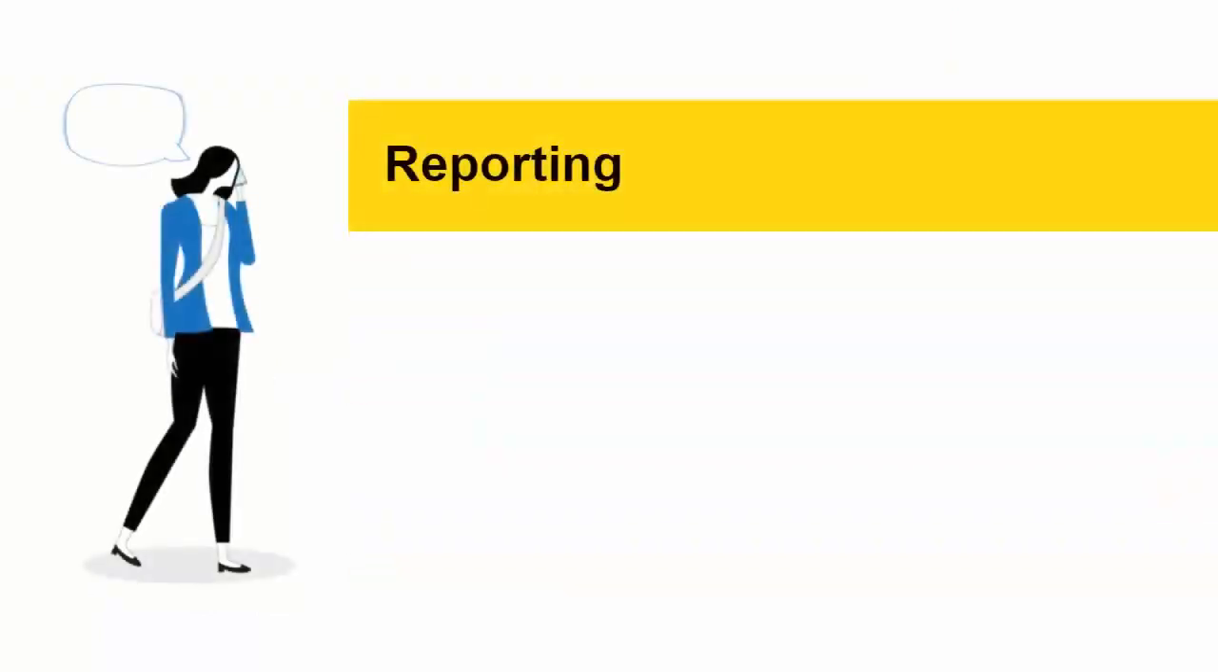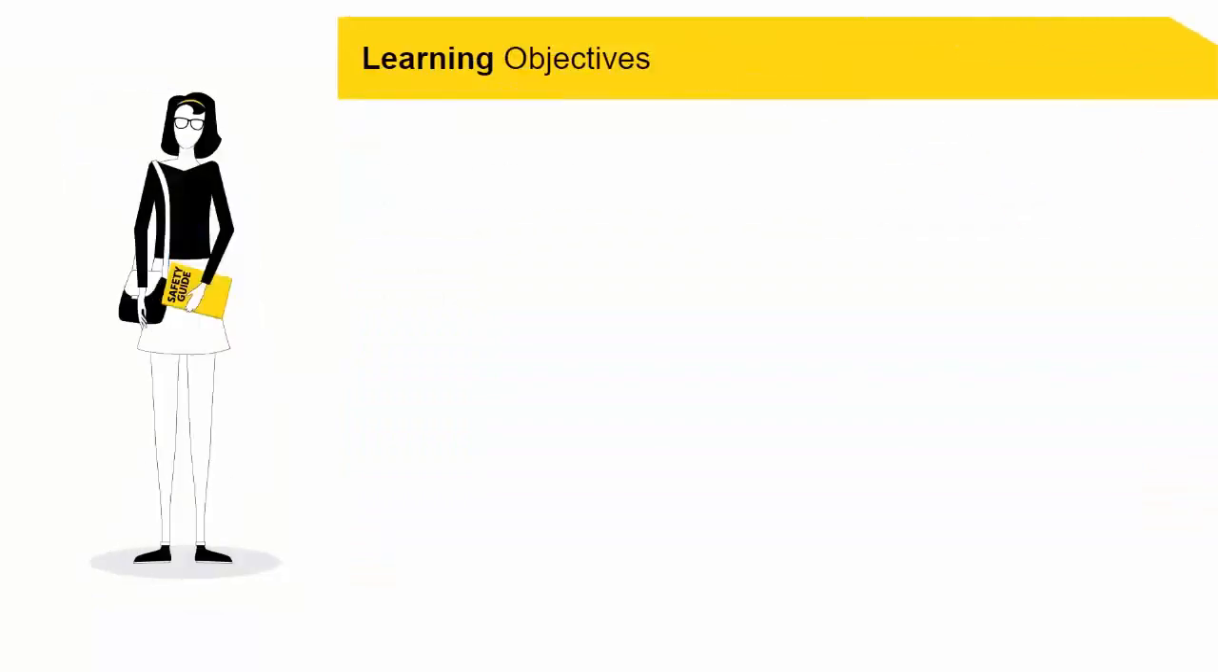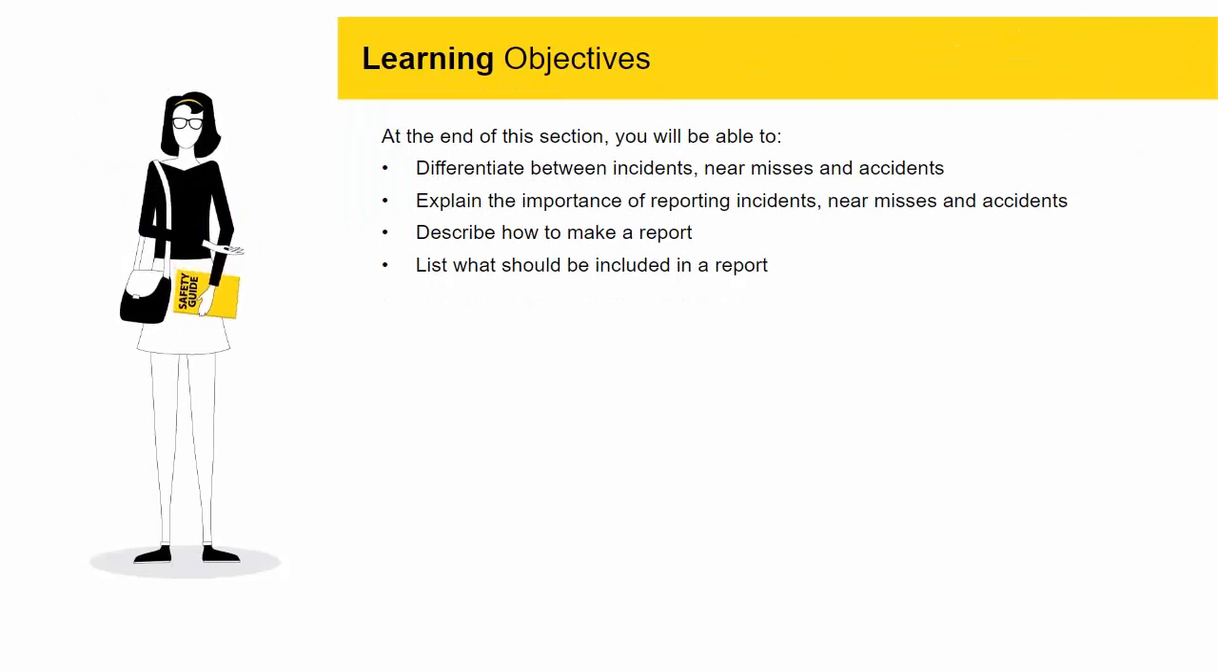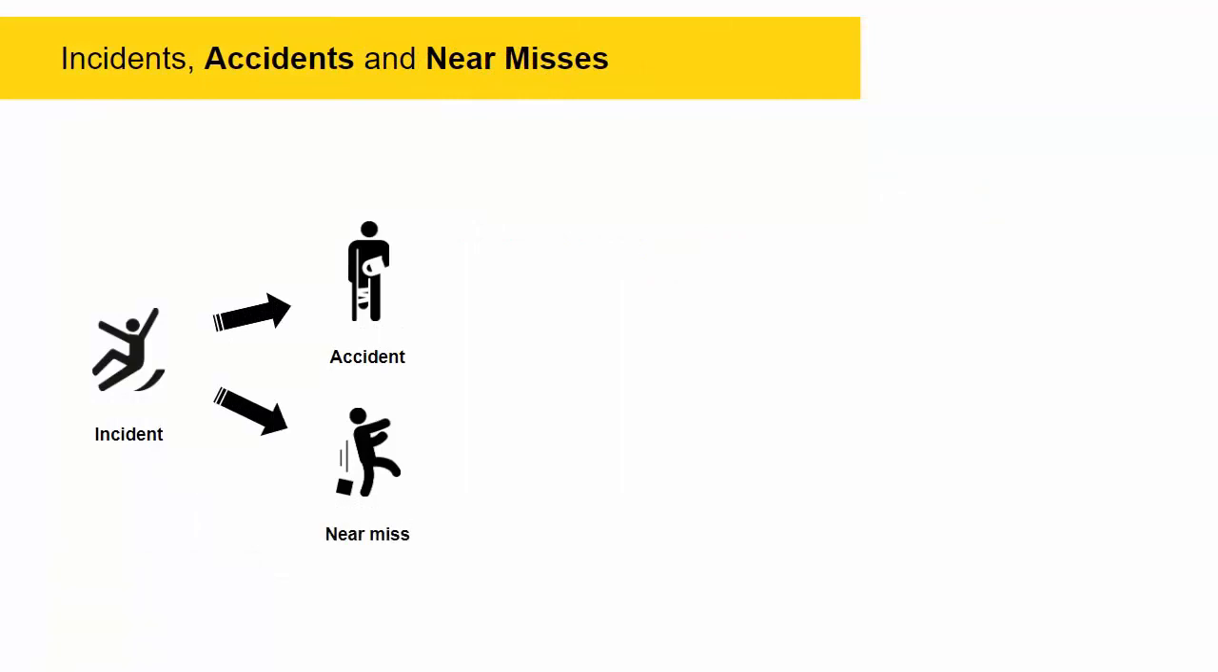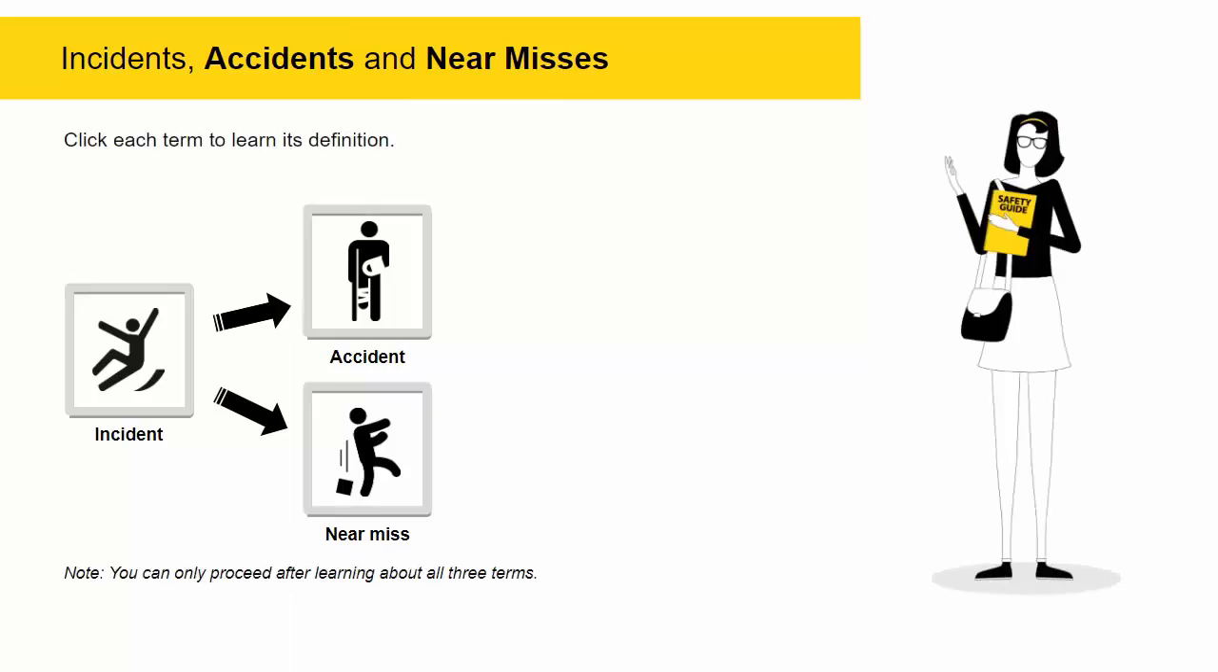In this last section, let's learn about reporting incidents, near misses and accidents. Here are the learning objectives for this section. We have seen many examples of things that can go wrong when you are on campus. Some incidents are more serious than others and can result in injuries. Let's learn a few important definitions before we proceed.